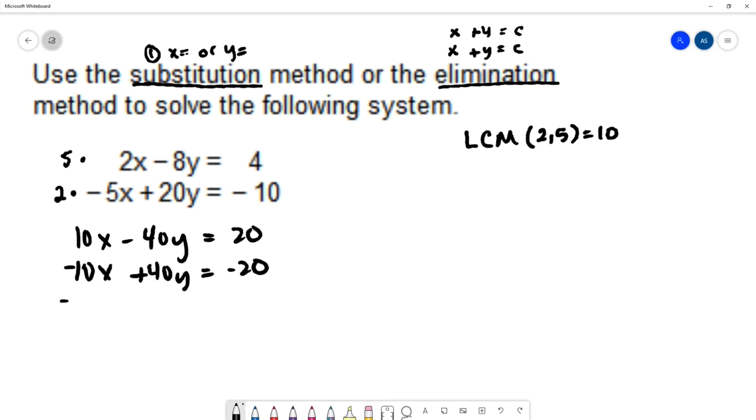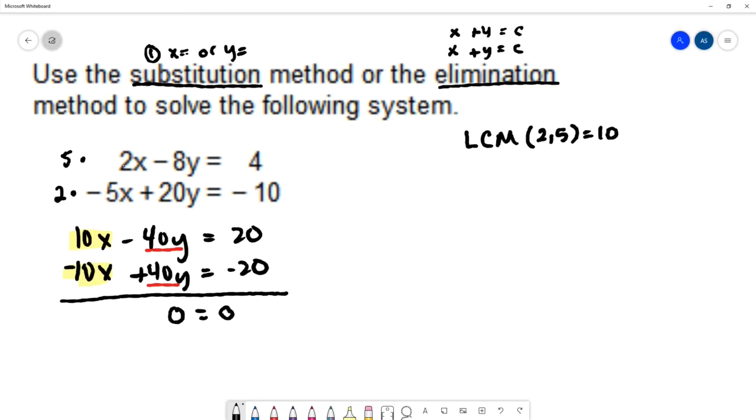So now I'm going to add the equations together, and just like we planned, the x's will zero out or eliminate. 10x minus 10x is 0x, or just 0. But what we didn't plan for is that the y's will also zero out. Negative 40y plus 40y is 0. So on the left-hand side, all we have left is 0. On the right-hand side, 20 minus 20 is 0.